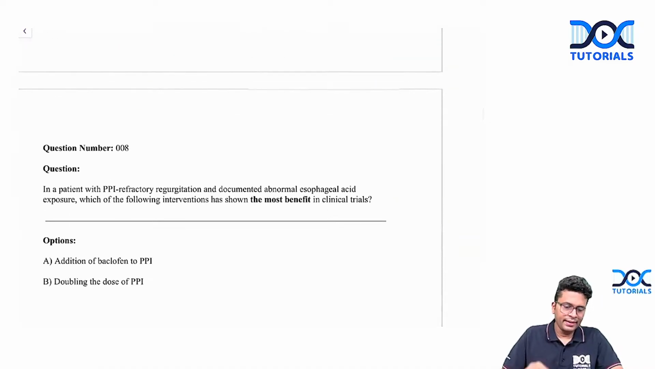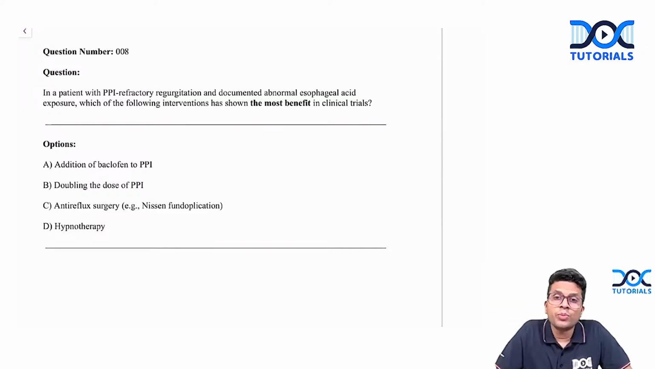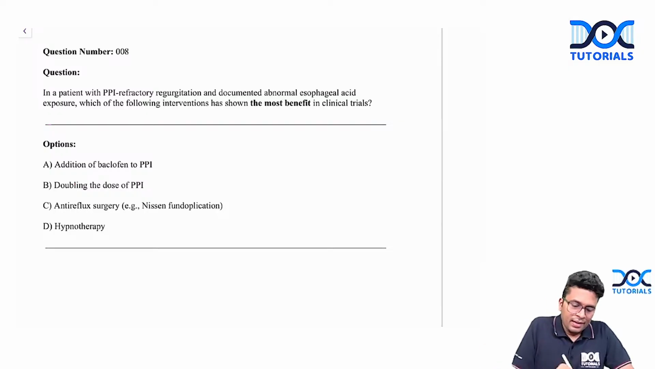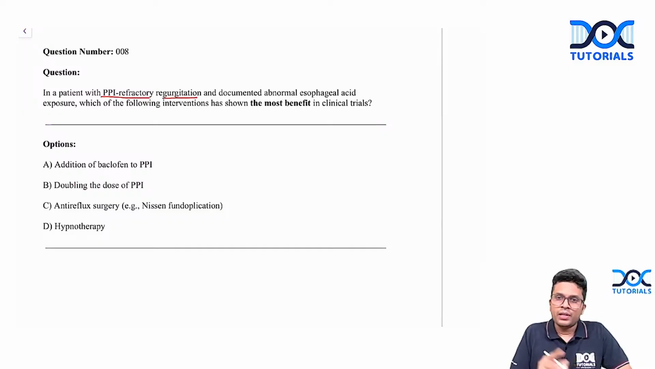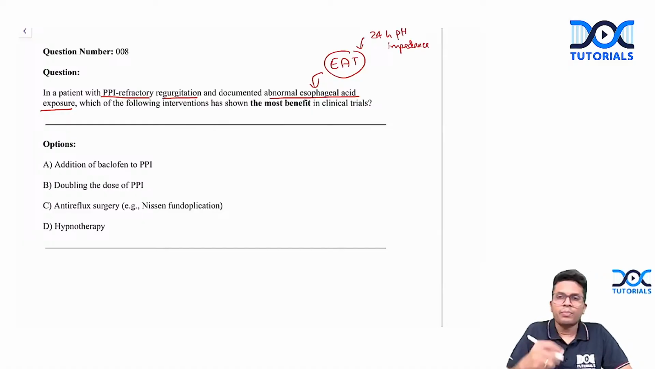Question number 8. In a patient with PPI refractory regurgitation and documented abnormal esophageal acid exposure, which of the following interventions has the most benefit as per clinical trial? So, the patient has PPI refractory regurgitation, and there is documented abnormal esophageal acid exposure. Now, how do you measure esophageal acid exposure? You use a 24-hour pH study, plain or with an impedance study; we can measure this.